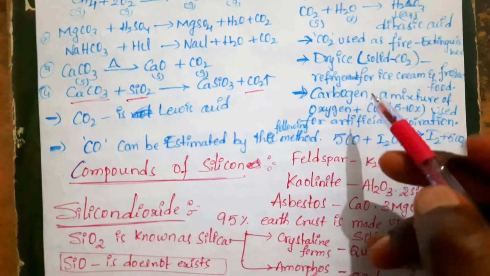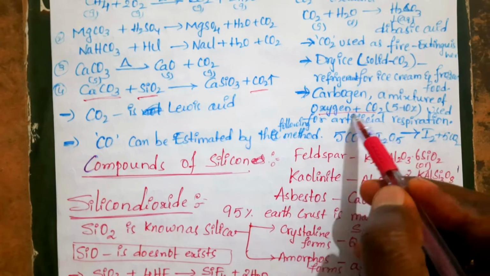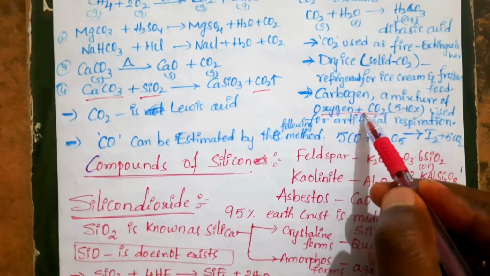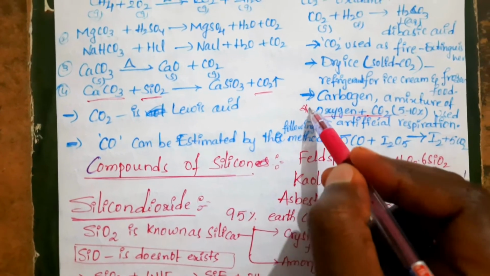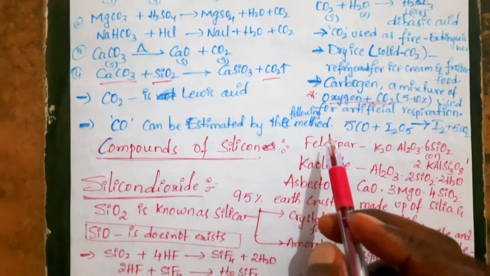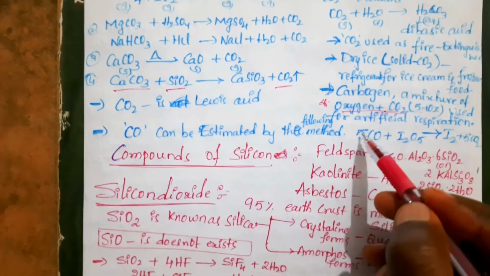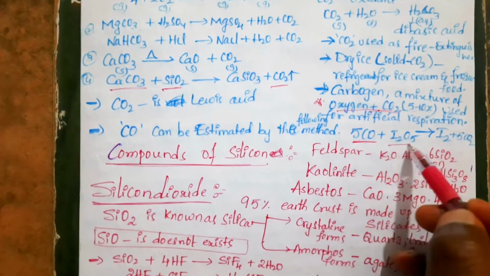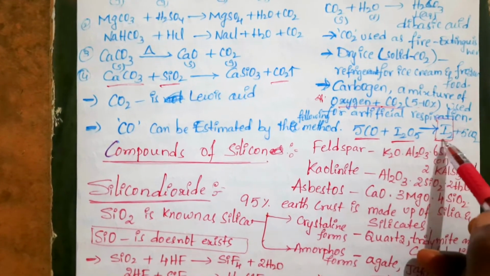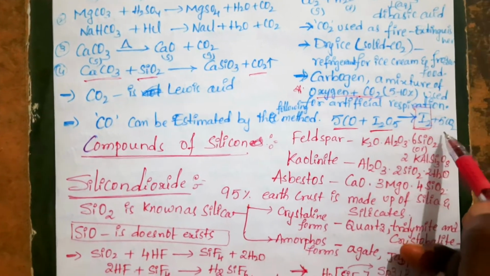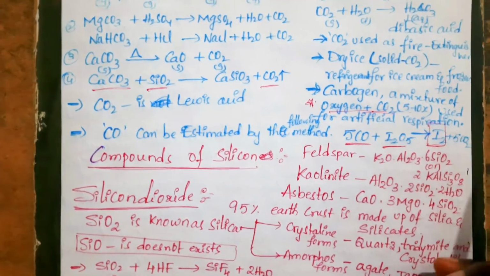Okay, now you can use carbogen here. Carbogen is a mixture of oxygen and carbon dioxide. 5 to 10% carbon dioxide is used for artificial respiration. This is very important. Now carbon monoxide can be estimated by this method. Whenever carbon monoxide reacts with iodine pentoxide, we get iodine. The iodine can be estimated by titration with hypo, Na2S2O3. By doing the titration, we can estimate the iodine.